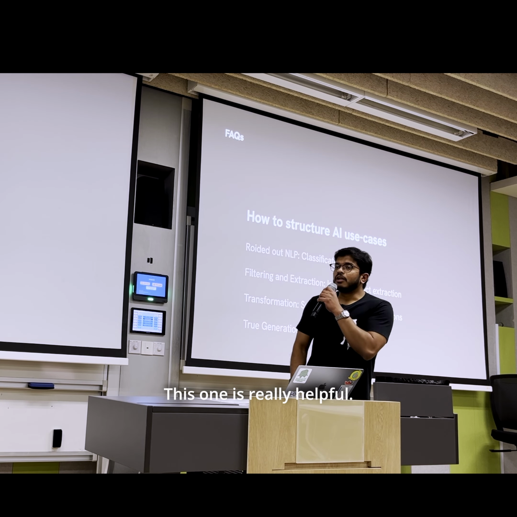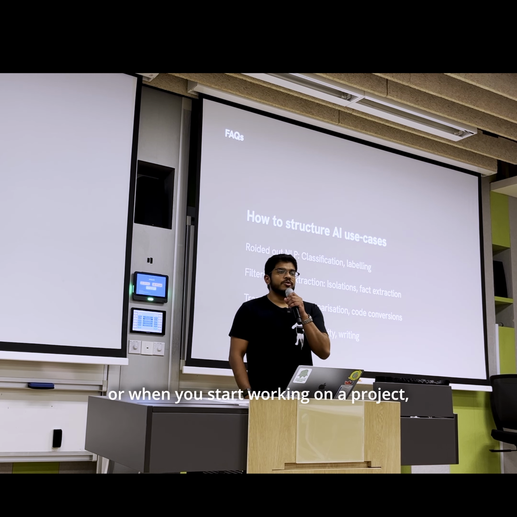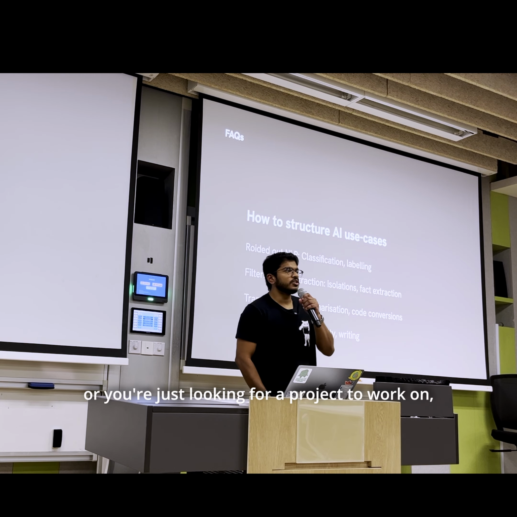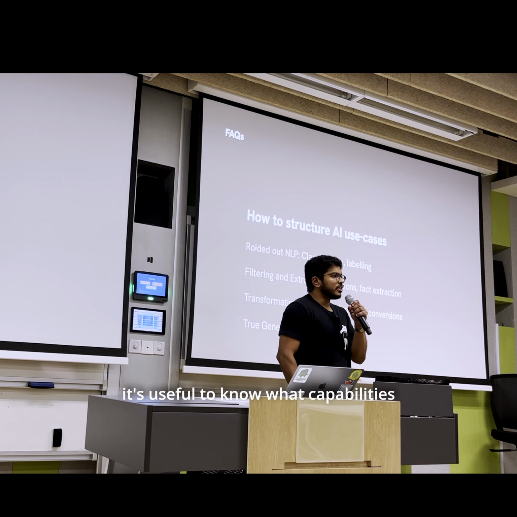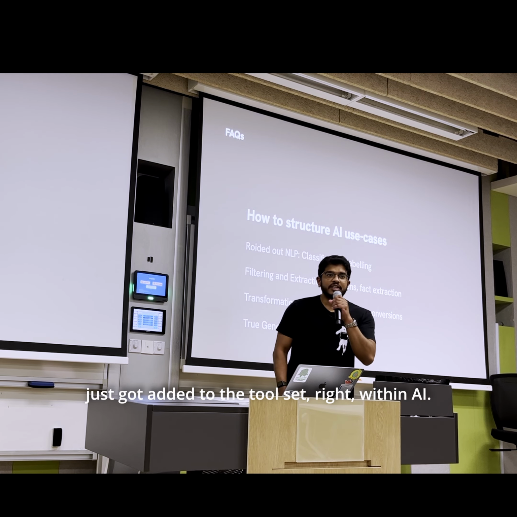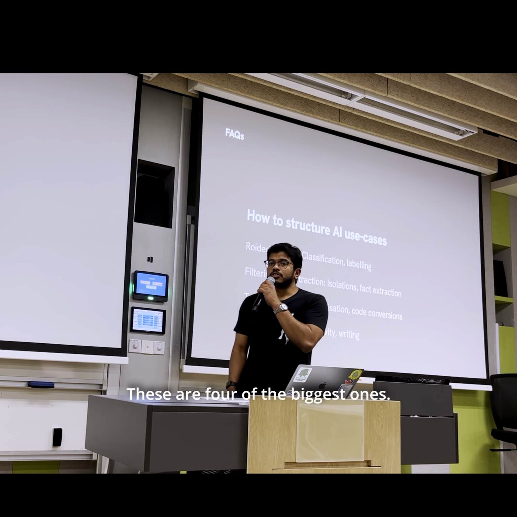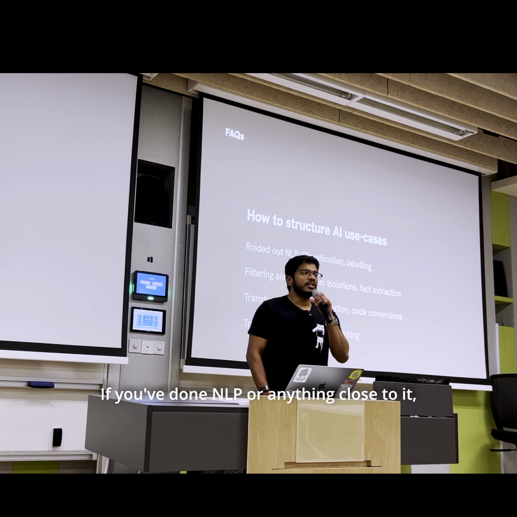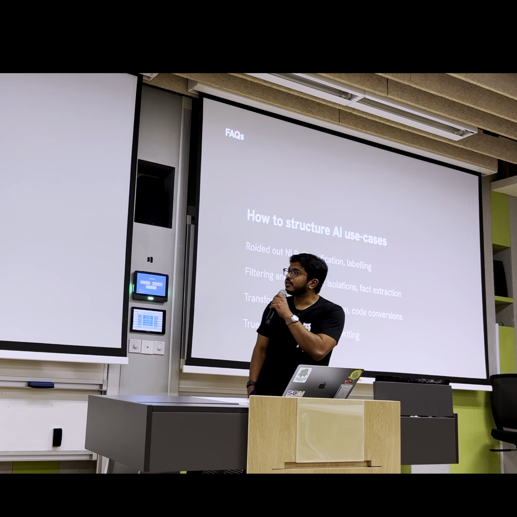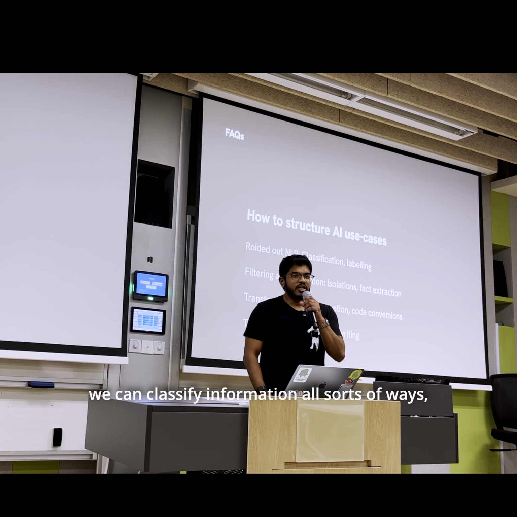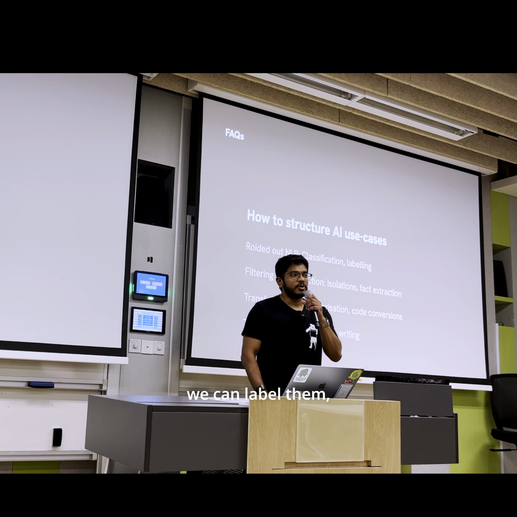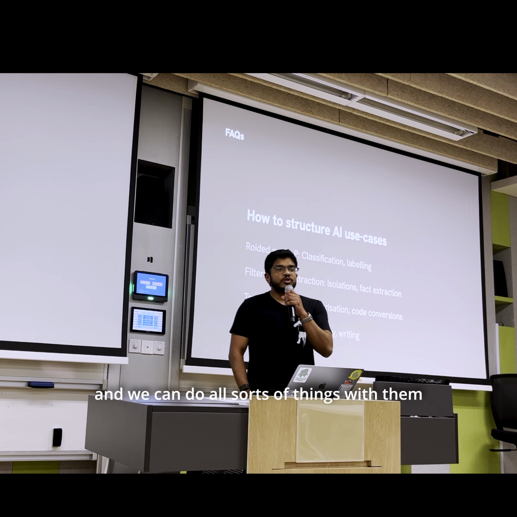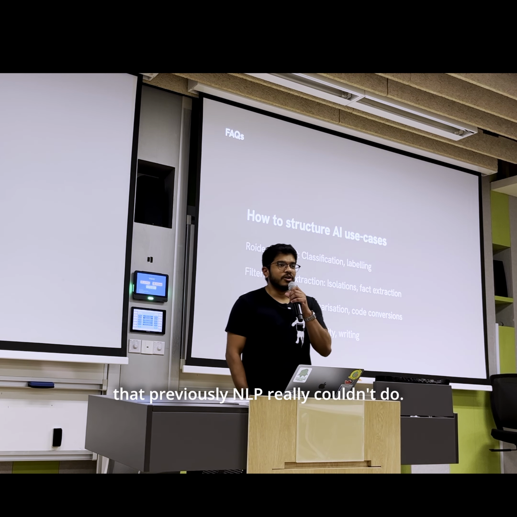This one is really helpful. When you run into problems, or when you start working on a project or you're just looking for a project to work on, it's useful to know what capabilities just got added to the tool set with GenAI. These are 4 of the biggest ones. The first one is just plain NLP. If you've done NLP or anything close to it, it just got way better. We can classify documents, we can classify information all sorts of ways, we can label them, and we can do all sorts of things with them that previously NLP really couldn't do.